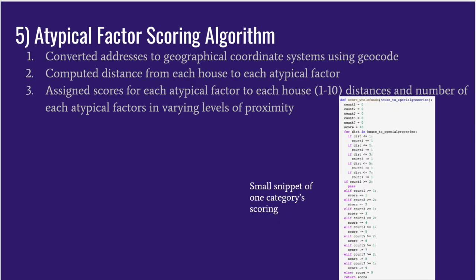So now, how do we score atypical factors? So we converted the addresses to geographical coordinate systems using geocode, which is a Google Cloud add-on. And we computed the distance from each house to each atypical factor and assigned a value of scores between 1 to 10, depending on the distance and the number of each atypical factors within the level of proximity.